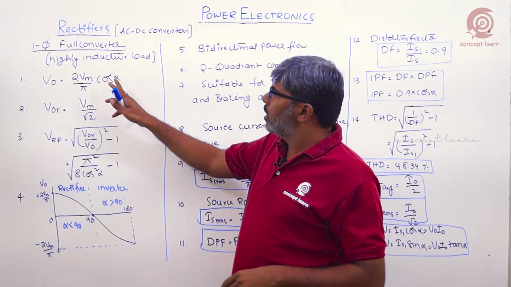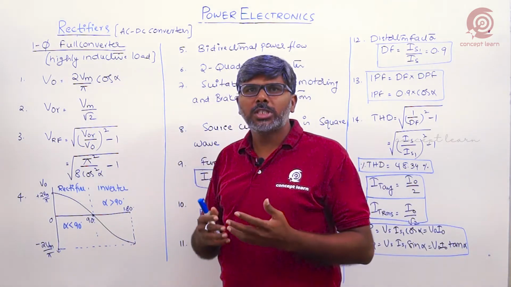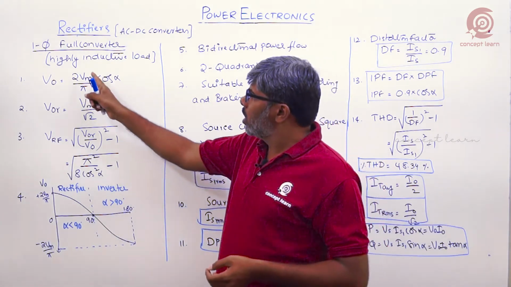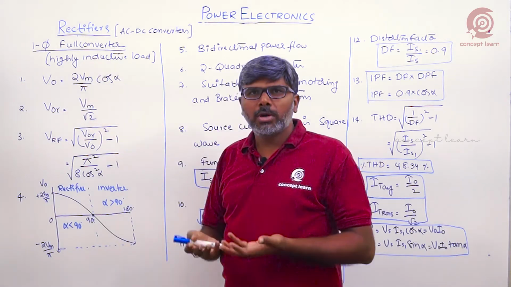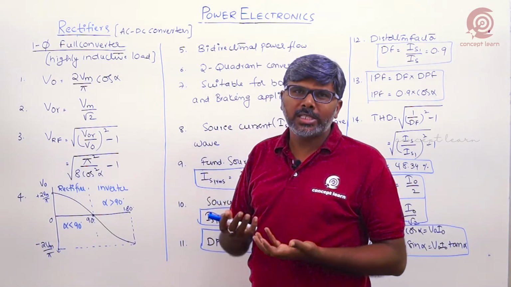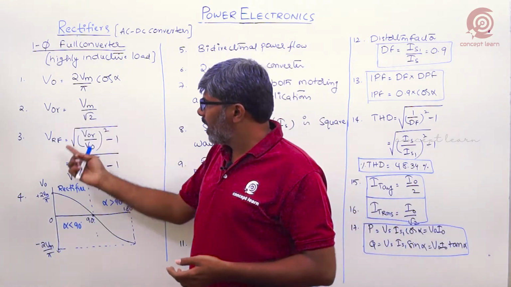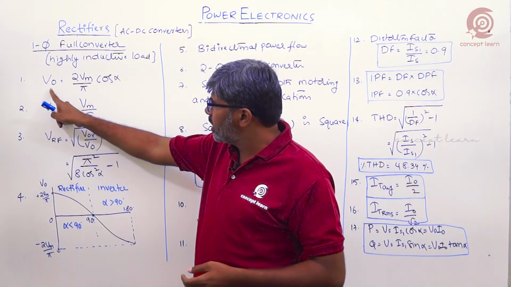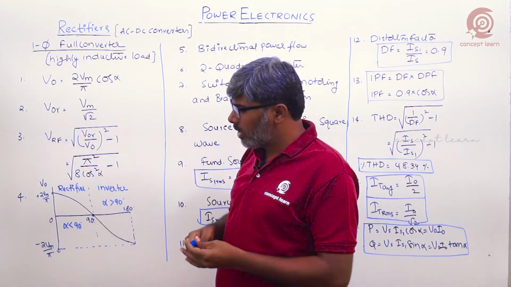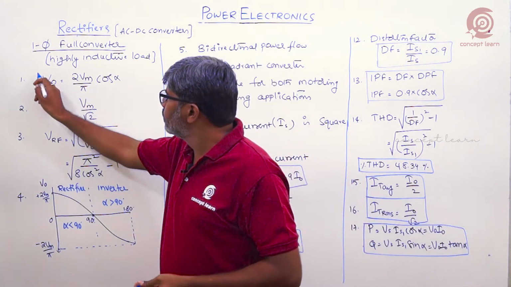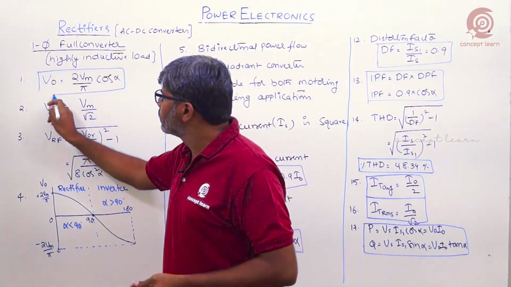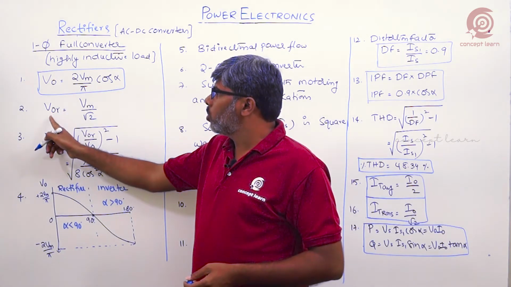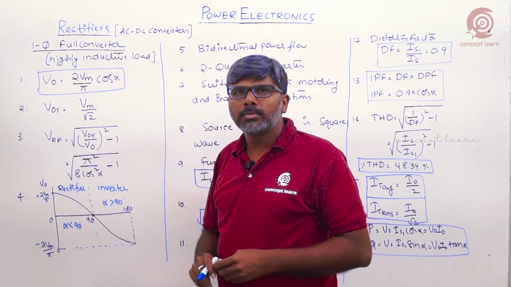Coming to the highly inductive load, highly inductive means L should be very large. Now if the full converter feeds power to a highly inductive load, what is the analysis of the circuit? These are the parameters at the load side we need to derive. Average output voltage is 2 Vm by pi cos alpha, a very important formula. And the RMS output voltage is Vm by root 2.